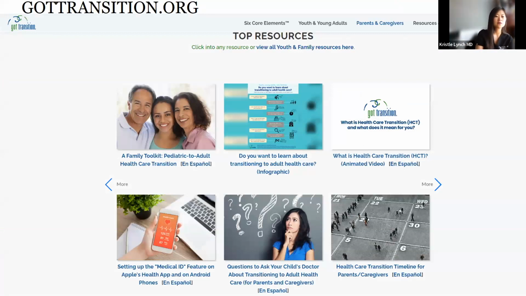There's a family toolkit, which encompasses the pediatric to adult transition, and then other tools to learn about transitioning to adult care. They have everything from articles to infographics to video. So that's kind of what we're talking about, having varied resources for the transition of healthcare.